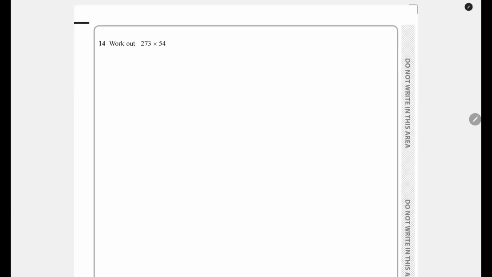Question 14 is asking us to work out 273 multiplied by 54. So we'll use a column method. We have 273 multiplied by 54. So 3 times 4 is 12. We put the 2 there and we carry the 1 here. 4 times 7 is 28, plus the 1 is 29. We carry the 2 over. And 4 times 2 is 8, plus the 2 is 10.